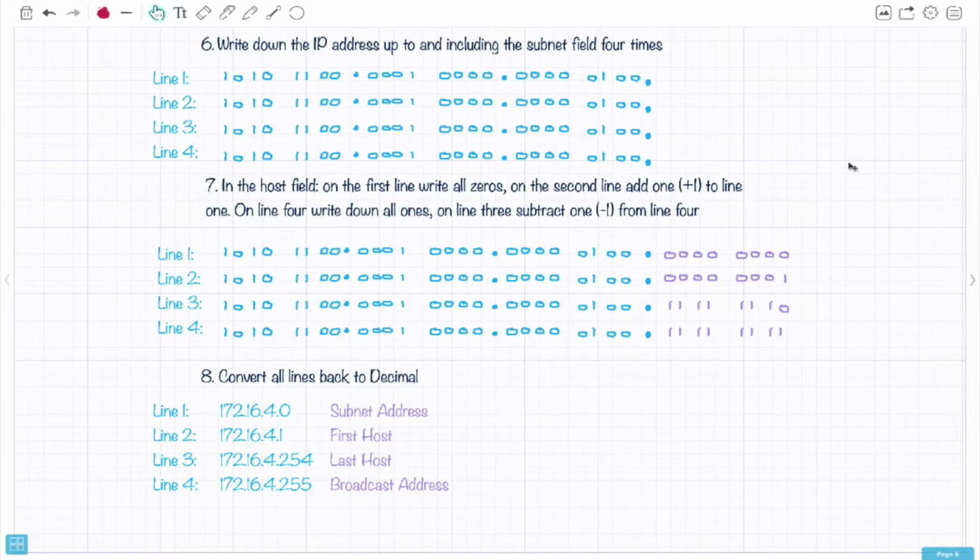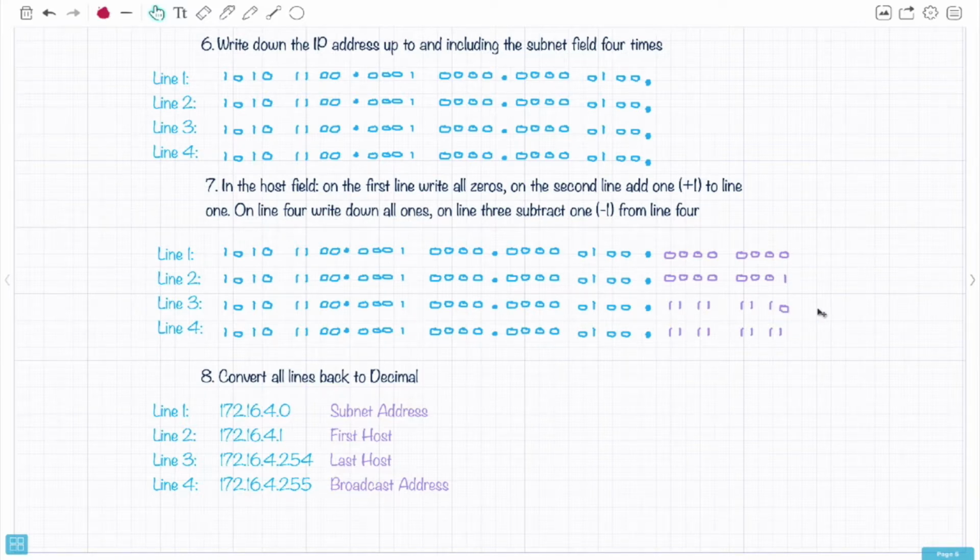In the host portion now, and I've done it here in purple, we write all zeros on line 1, then we add 1 to it for line 2. We skip down to line 4, we write all 1s in the host field. Then we subtract 1 for line 3.